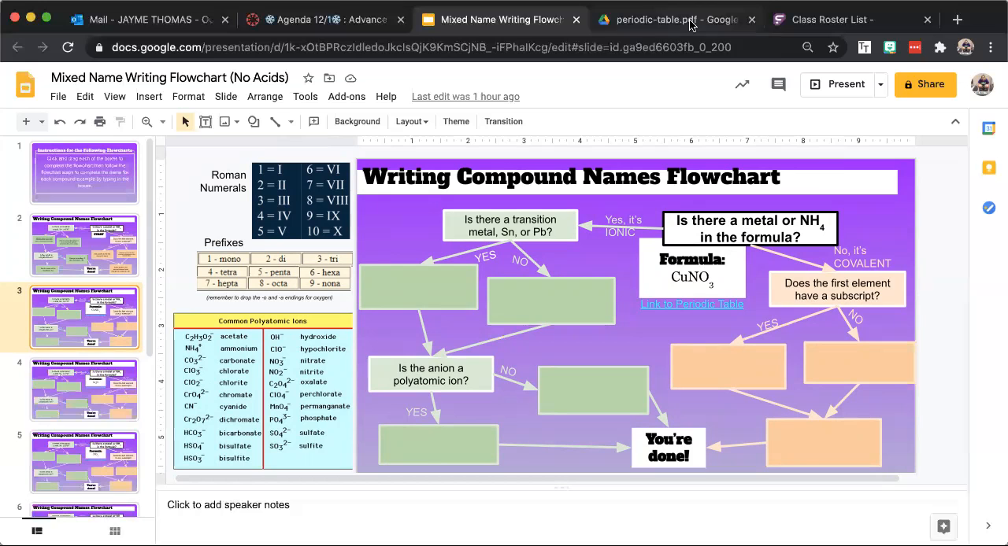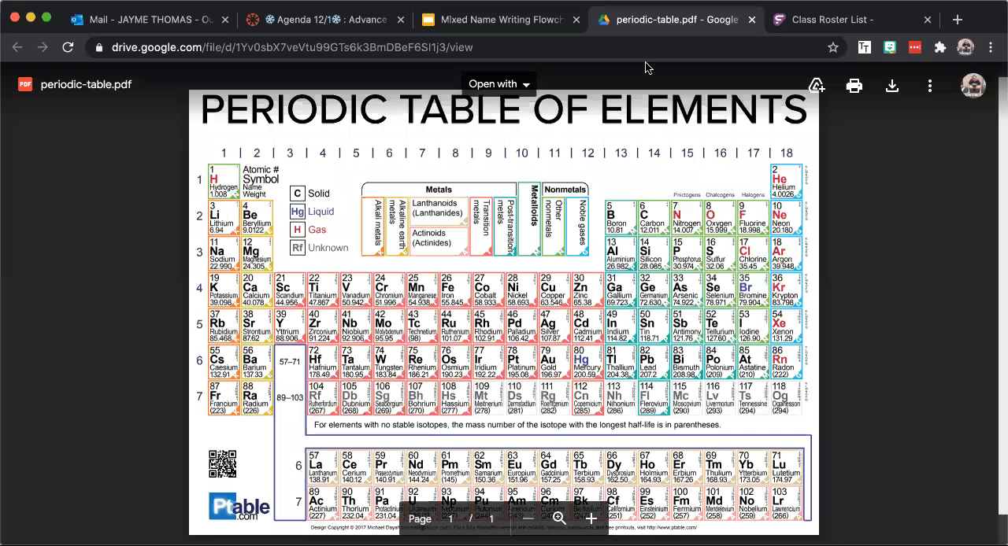And if you need to, I'm going to switch over. So it's CuNO3. I'm going to switch over so you can look at this periodic table to check whether something is a metal or a non-metal. So the formula was Cu and then NO3. So is anything in that formula a metal, yes or no?